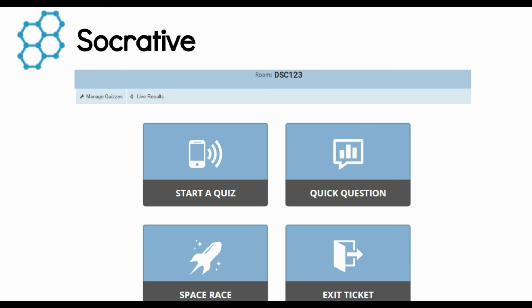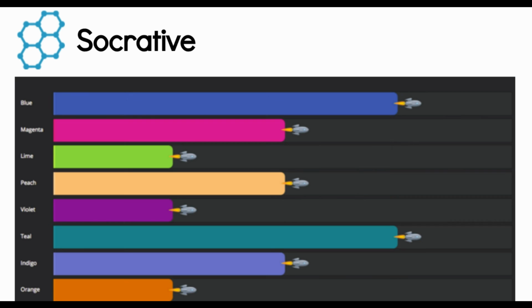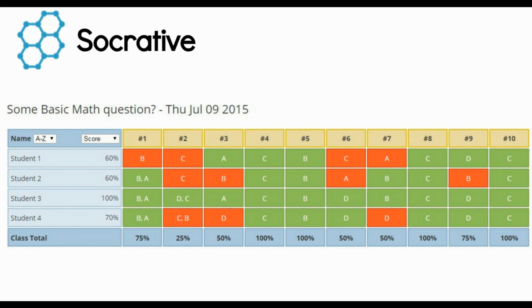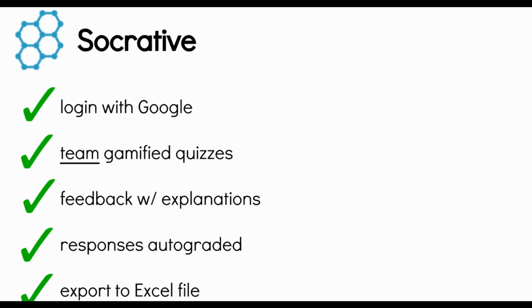So if we go back to the main screen, underneath Start a Quiz is Space Race, and this is the option to do gamified quizzes that put the students on different teams. So now instead of working individually, you can set how many teams you want in the class. All the information is color-coded and compiles really neatly, and you can also export it as an Excel spreadsheet, so this can be converted easily into sheets.